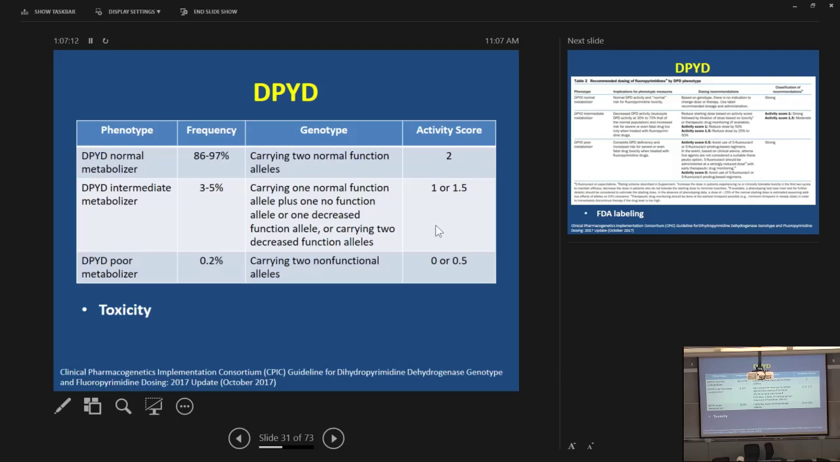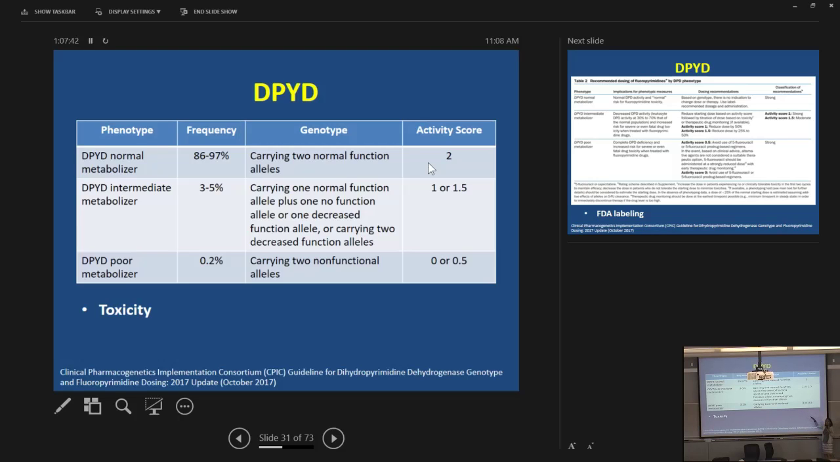Again, they're going to get these activity scores. If you had 2 fully functional alleles, they're 1 and 1, gives you 2. If you have 1 normal and 1 decreased, then you could be like 1 or 1.5, or 1 and a non-functioning 1. And if you have 2 non-functional alleles, then you can be anywhere from 0 to 0.5. Does that make sense from an activity score standpoint? Okay, good.